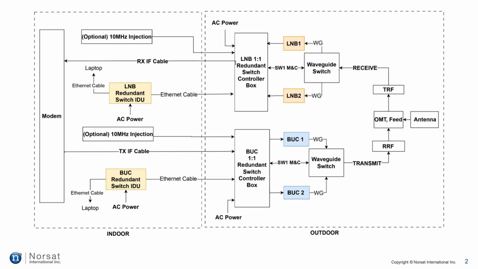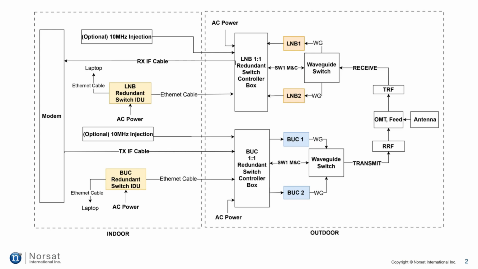The RF signal is then passed through the waveguide switch, which directs it towards the transmission path. The signal moves through the TRF to OMT feed, ensuring proper filtering before reaching the antenna. Finally, the antenna transmits the signal towards the satellite or the designated receiving station.